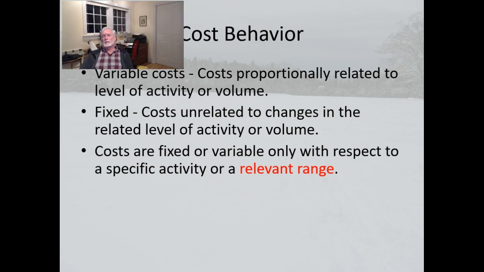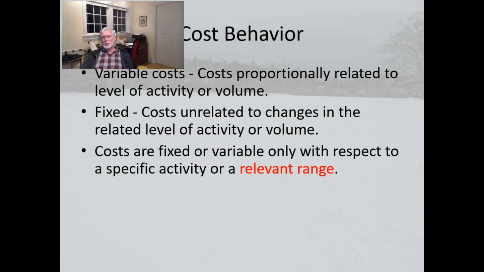The other thing about costs is, we've talked about this before, but we're going to revisit this, there are variable costs and fixed costs, and they act differently. Variable costs change based on the level of volume or activity, and fixed costs remain unchanged no matter what the volume or activity is. And this is only accurate within what's called a relevant range. So we can only use these estimates of variable and fixed costs within some range of activity.